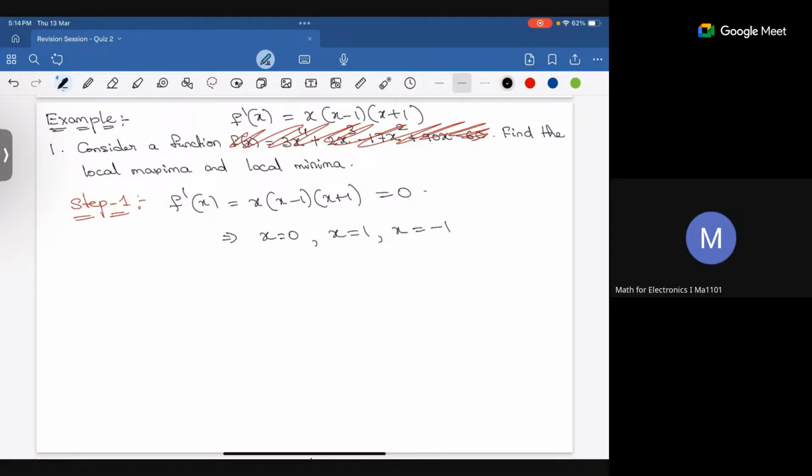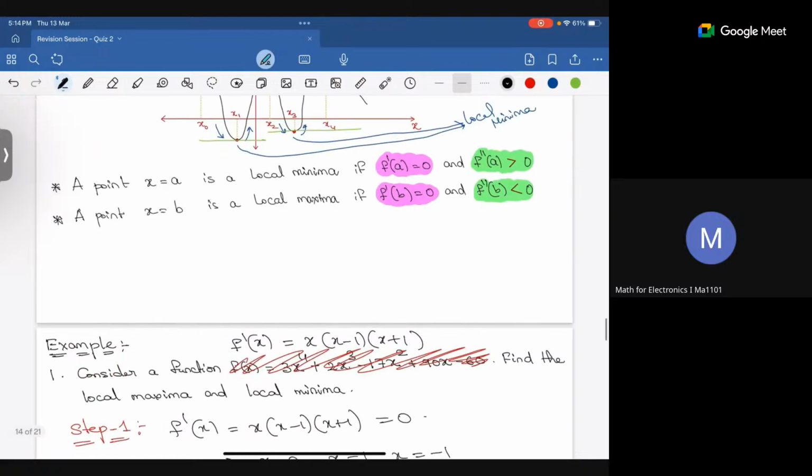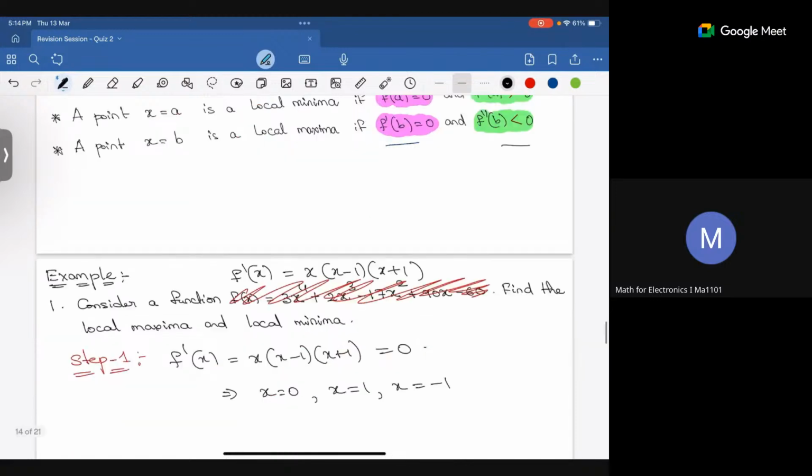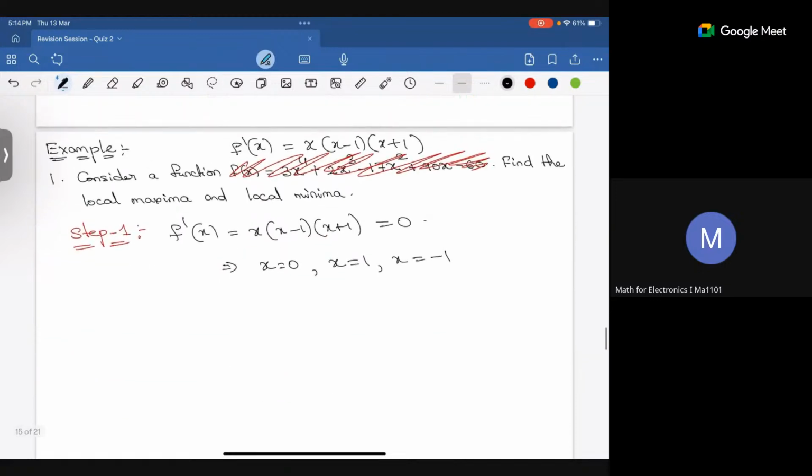Okay, so let's say f of x is given to you, and then we computed f prime of x, and f prime of x is looking like this: x into x minus 1 into x plus 1. So now, how can I compute the local minima or local maxima? Or how can I use these conditions? The first condition is I will equate it to 0 and find the critical points, special points first. So these are the special points.